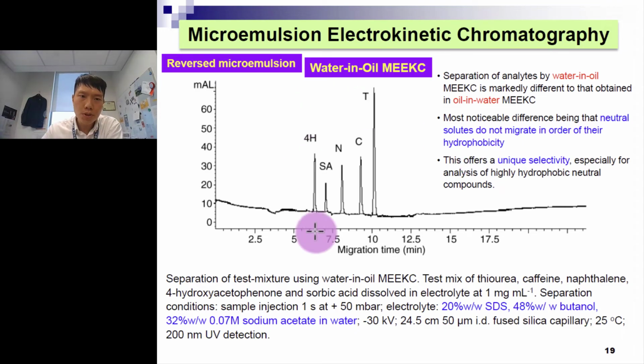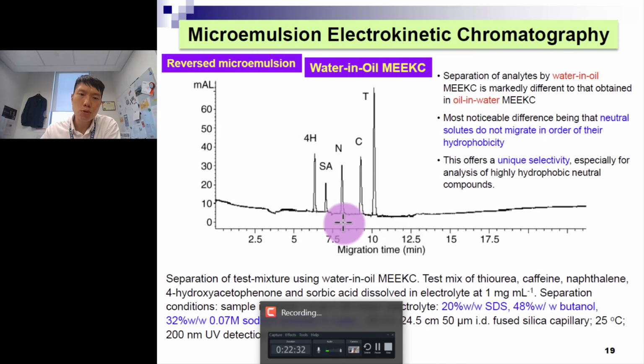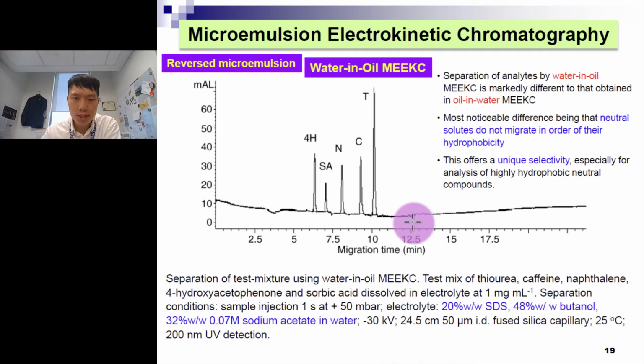Here you see the reverse microemulsion, water in oil. Inside here there's a neutral molecule, and the neutral molecule becomes solid. They don't migrate in order of hydrophobicity, because when there's no charge they just go with the EOF, which means this is offering some form of selectivity, where your molecule has a highly hydrophobic neutral compound, because you don't want them to influence your migration. So again, pay attention to the electrolyte additive here.